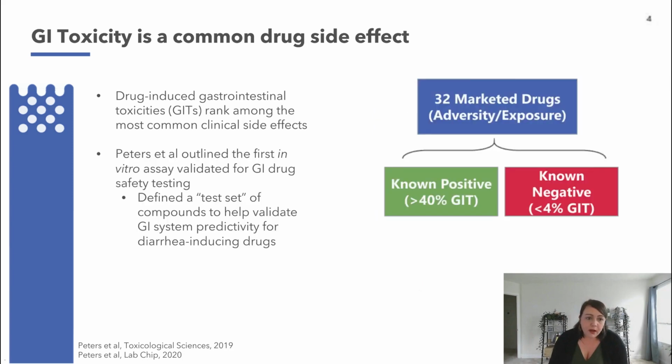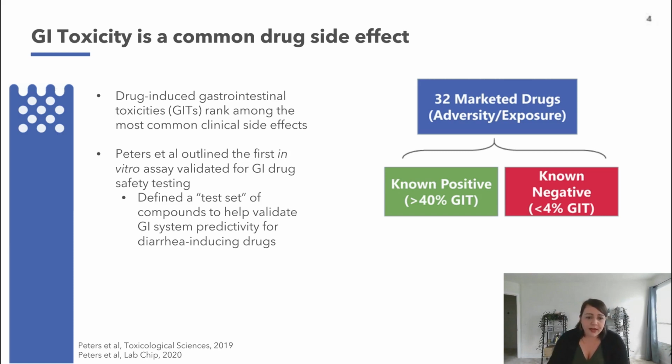And a group headed by Matt Peters at AstraZeneca outlined a bunch of drugs. There are 32 marketed drugs for any in vitro assay, and these are really targeted towards drug safety. These drugs were chosen because they have a lot of clinical in vivo data that we can compare to see how predictive our in vitro models are. And this test set has been used by this group as well as others to validate our in vitro models.